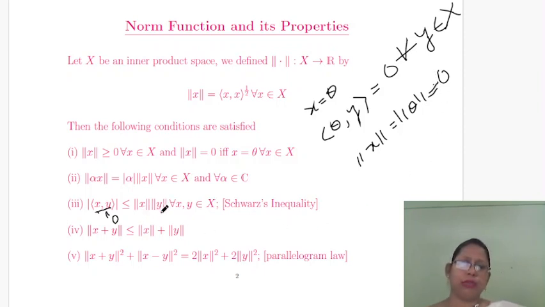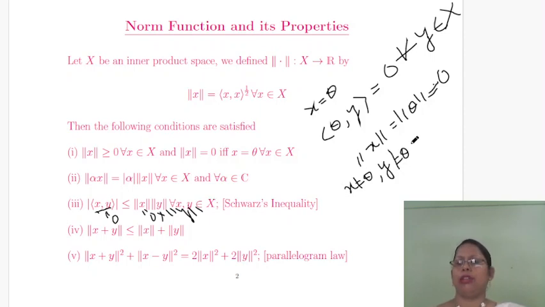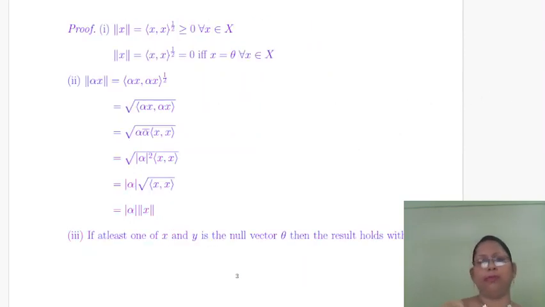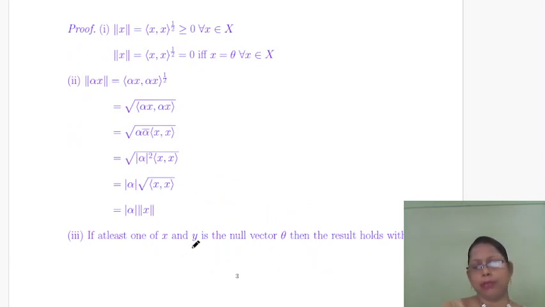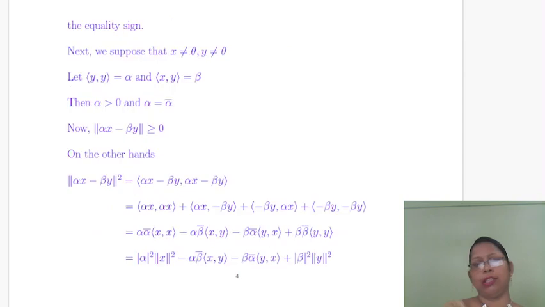So 0 multiplied with norm of y is 0. So if at least one of the vectors x and y is the null vector, then the result holds with equality. So we now consider x not equal to theta and y not equal to theta, and then we proceed with the proof.